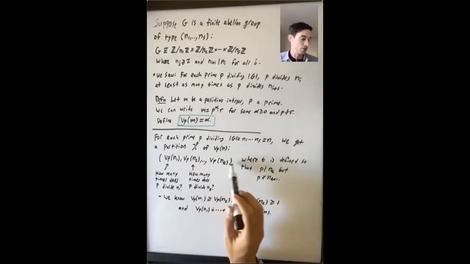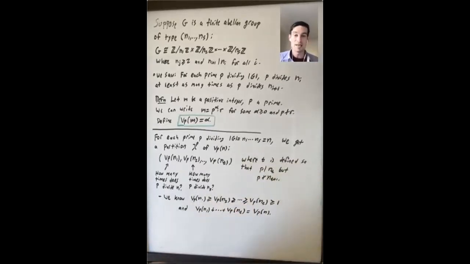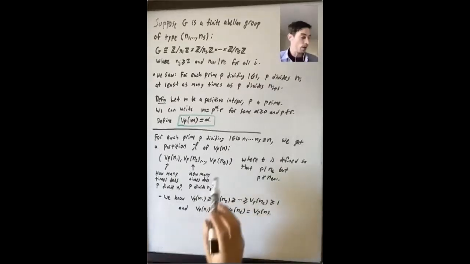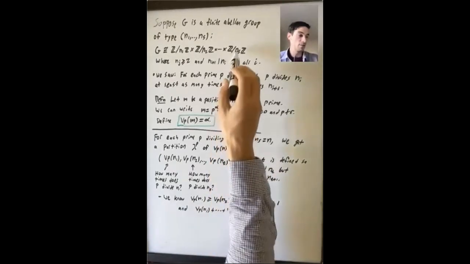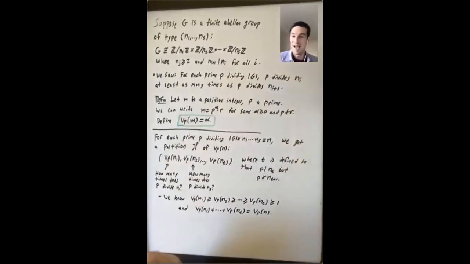So at some point, p is just going to stop dividing your invariant factors, and that's where you cut it off. Because what do we want out of a partition? We want each part in the partition to be greater than or equal to 1. So we don't want to include a bunch of things where p doesn't divide nj at all. So when did we talk about partitions before? When we talked about the cycle type of a permutation. So what does this mean that this is a partition?